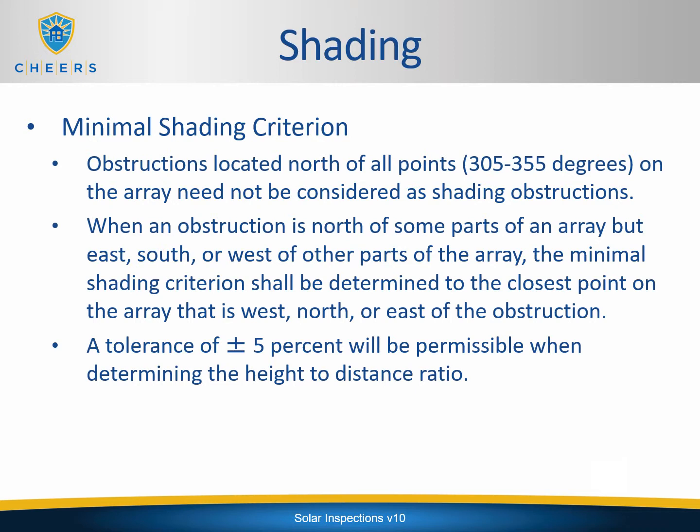Obstructions located north of all points on the array need not be considered as shading obstructions, as any shadow cast will not fall onto the array. When an obstruction is north of some parts of an array but east, south, or west of other parts of the array, the minimal shading criteria shall be determined to the closest point on the array that is west, north, or east of the obstruction. A tolerance of plus or minus 5% will be permissible when determining the height to distance ratio.